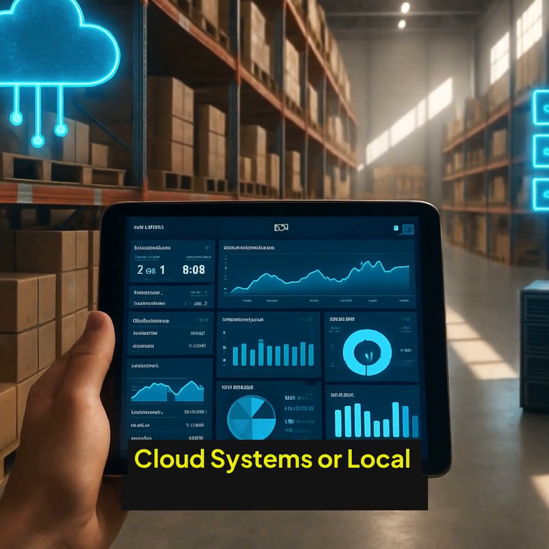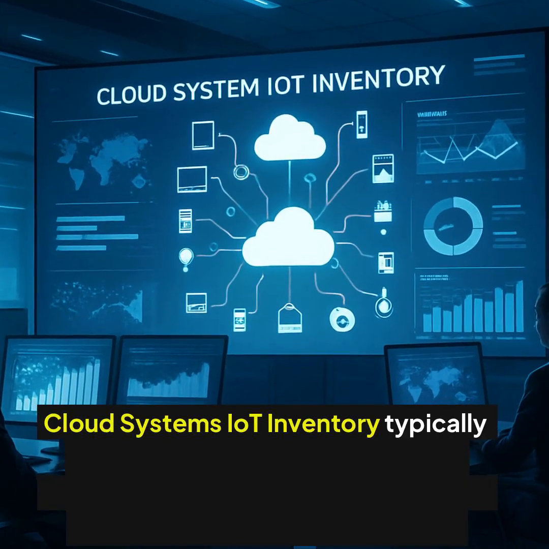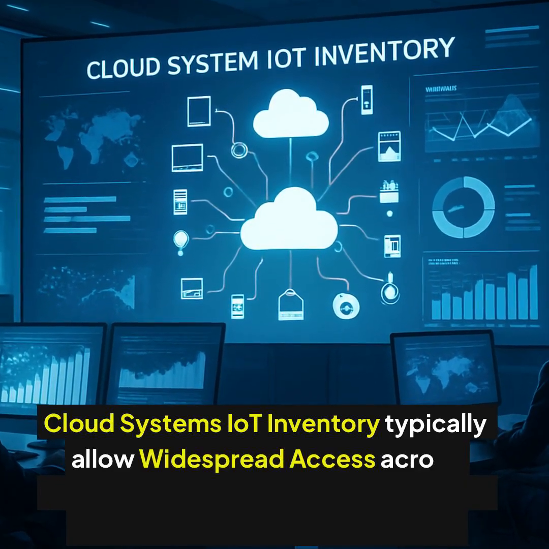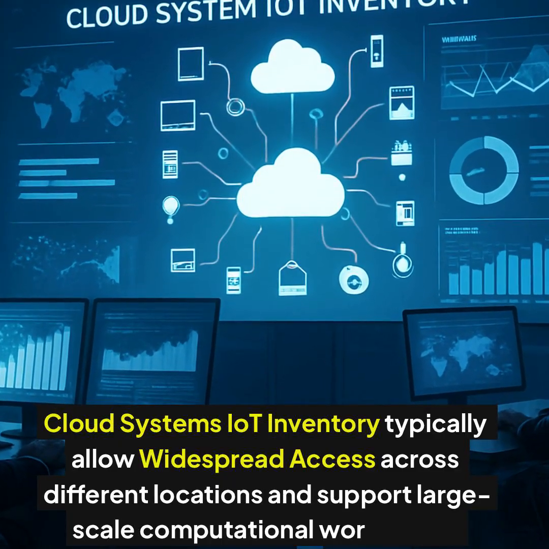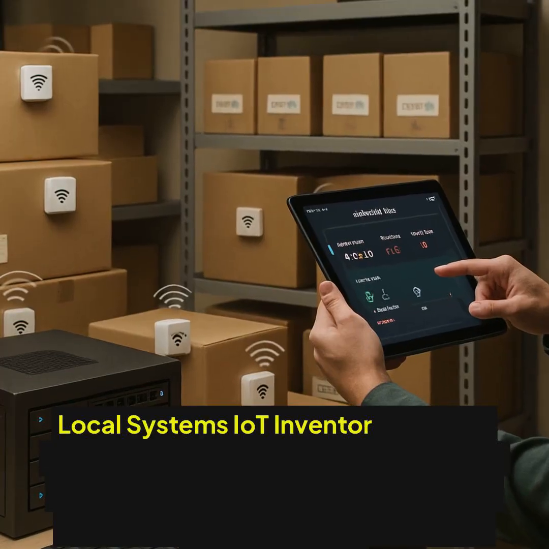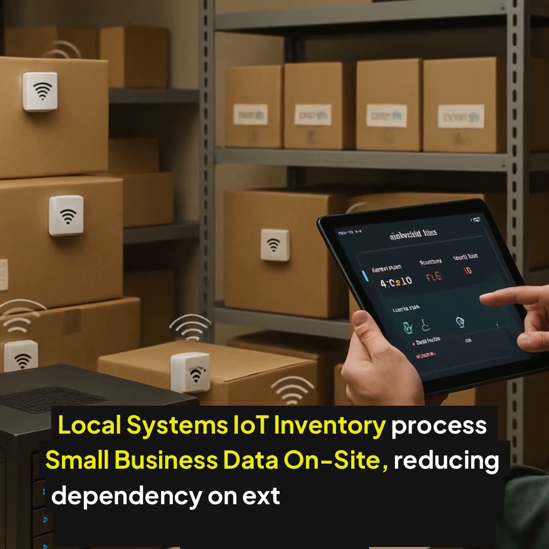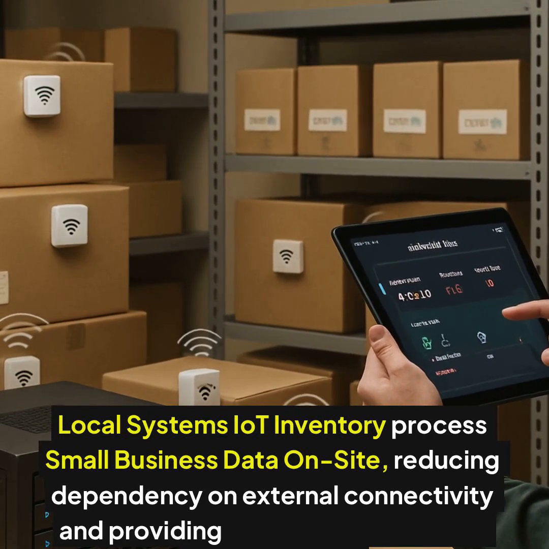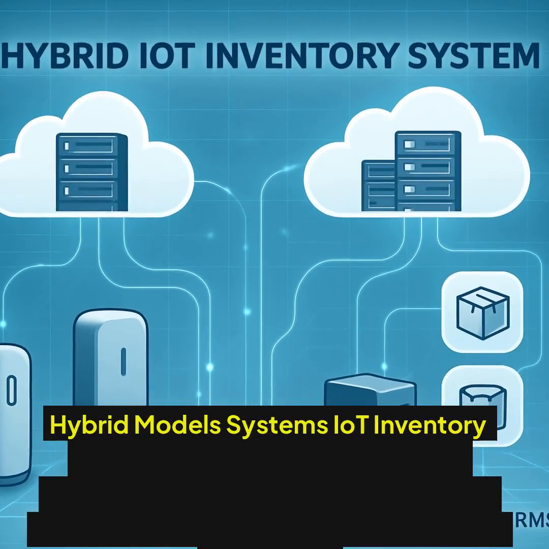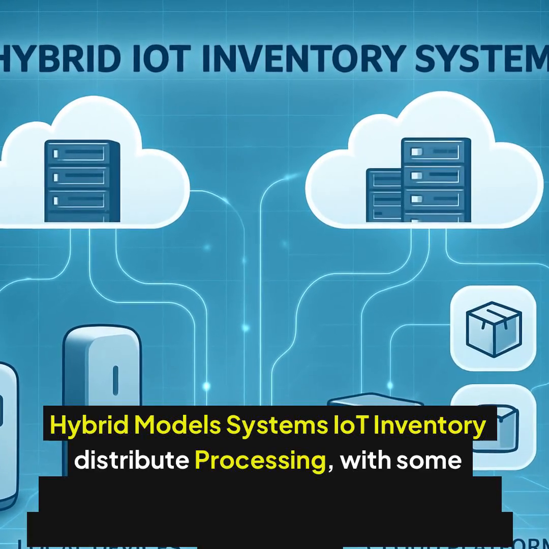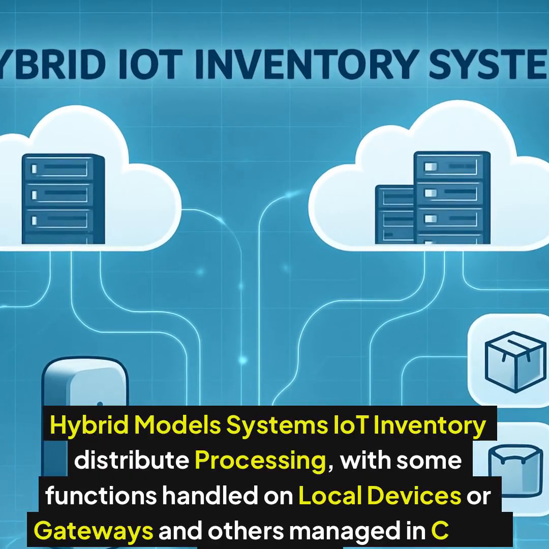Cloud systems versus local systems in IoT inventory. Cloud systems for IoT inventory typically allow widespread access across different locations and support large-scale computational workloads. Local systems process small business data on-site, reducing dependency on external connectivity and providing tighter local control. Hybrid model systems distribute processing, with some functions handled on local devices or gateways and others managed in cloud platforms.